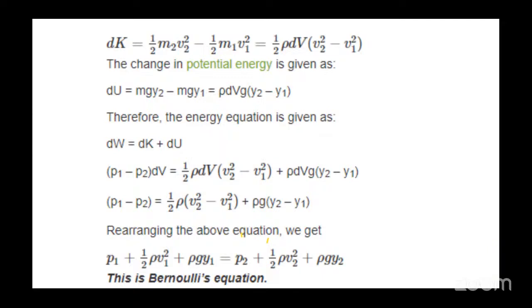Now, the change in the potential energy. Remember that potential energy is mgh or mgy, where y can stand for distance or height. Again, we replace m with rho dV. Mass is related to density and volume, so we replace mass with density and volume. When we do that, we are going to have rho dV g. That is the expression we have here.